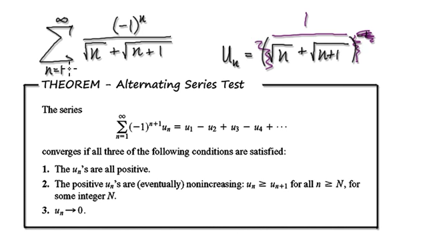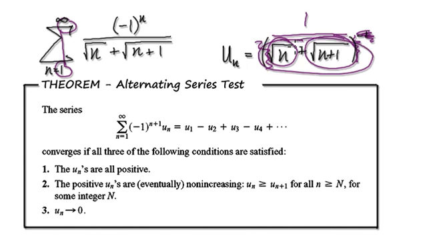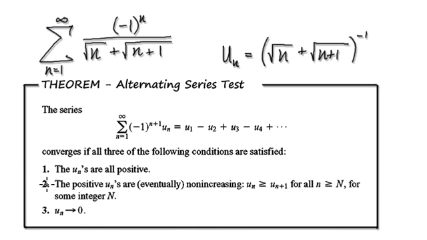So n is moving from 1 to infinity, so this will always be positive. And then you're adding another thing that will always be positive. That means the denominator will always be positive. 1 divided by something that's always positive, well, the whole thing will always be positive. So condition 1 has been met. And then check number 3.